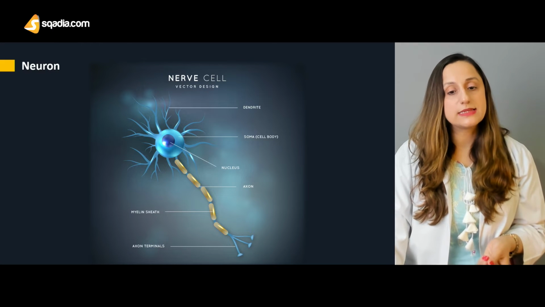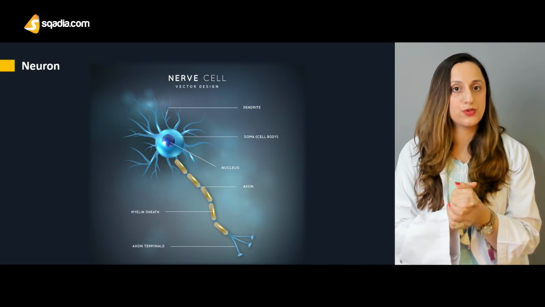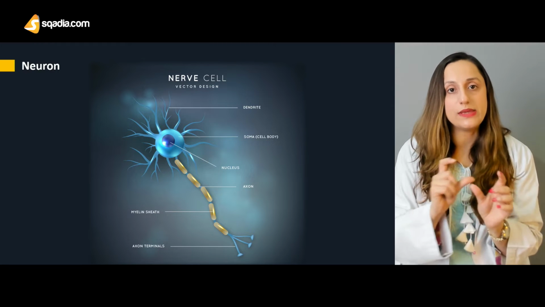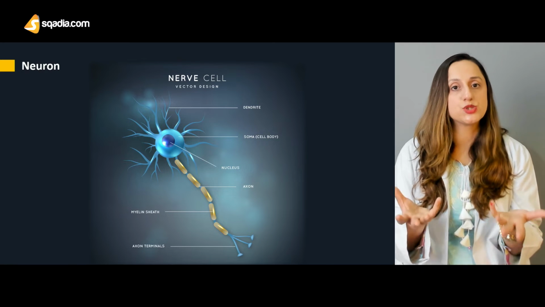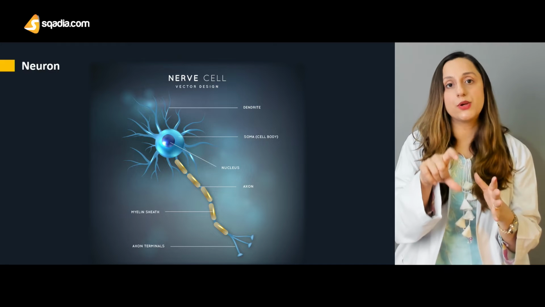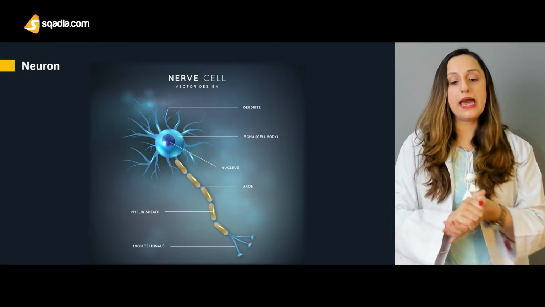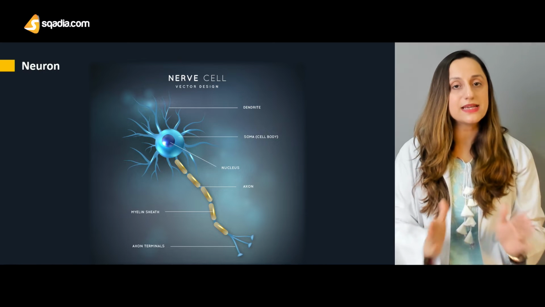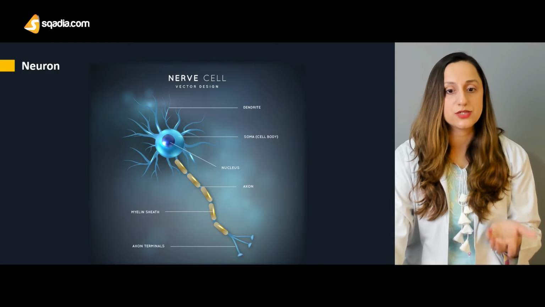This axon has a covering which is known as the myelin sheath that is shown out here, and there are some gaps in between this myelin sheath. There is functional importance related to these gaps, which are known as the nodes of Ranvier over here. And then we have the axonal terminal ending. So this is the basic structure of a neuron or a nerve cell that we're looking at over here.